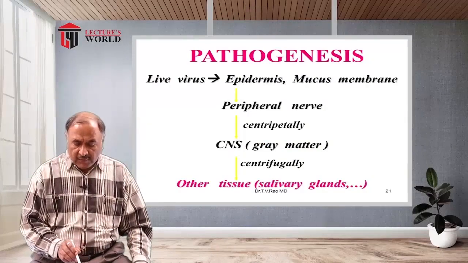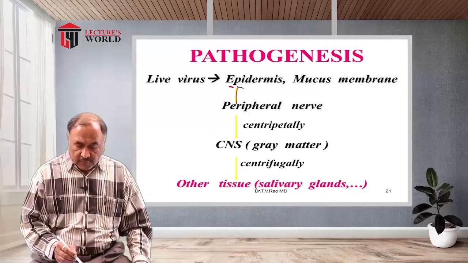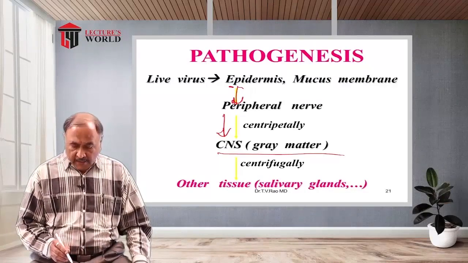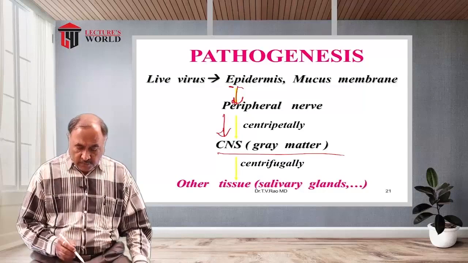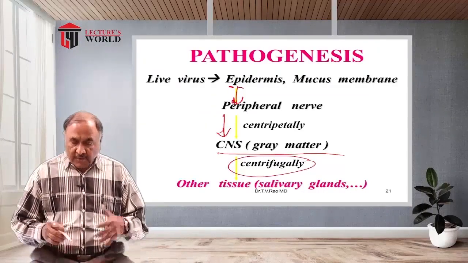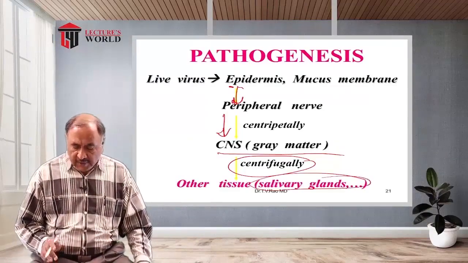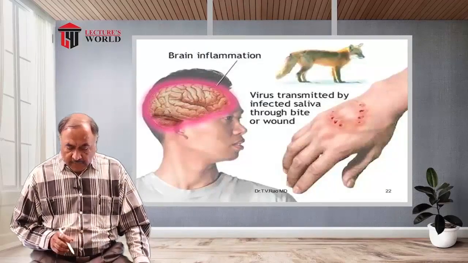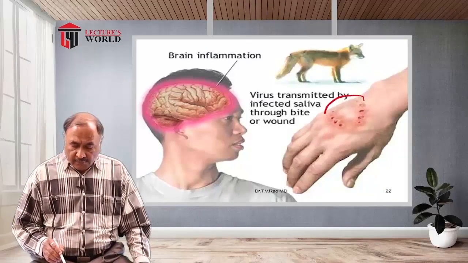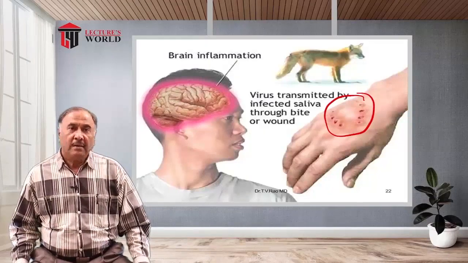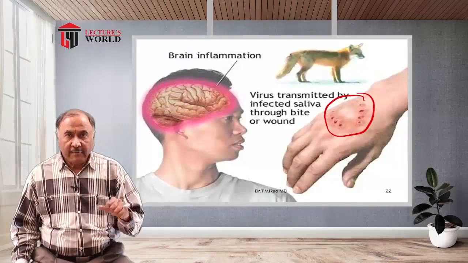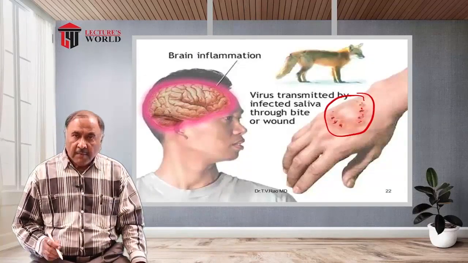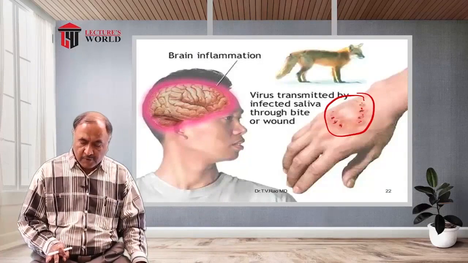So, live viruses from the epidermis and mucous membranes come to the peripheral nerve, which passes them on centripetally to the central nervous system, that is the gray matter, and finally leading to the brain. From there, centrifugally, it will be distributed to other body tissues, including salivary glands. So here the brain is inflamed, as it is shown here. This is a typical photograph taken after the bite of a rabid dog. You can see various teeth penetrating into the forearm of an individual.